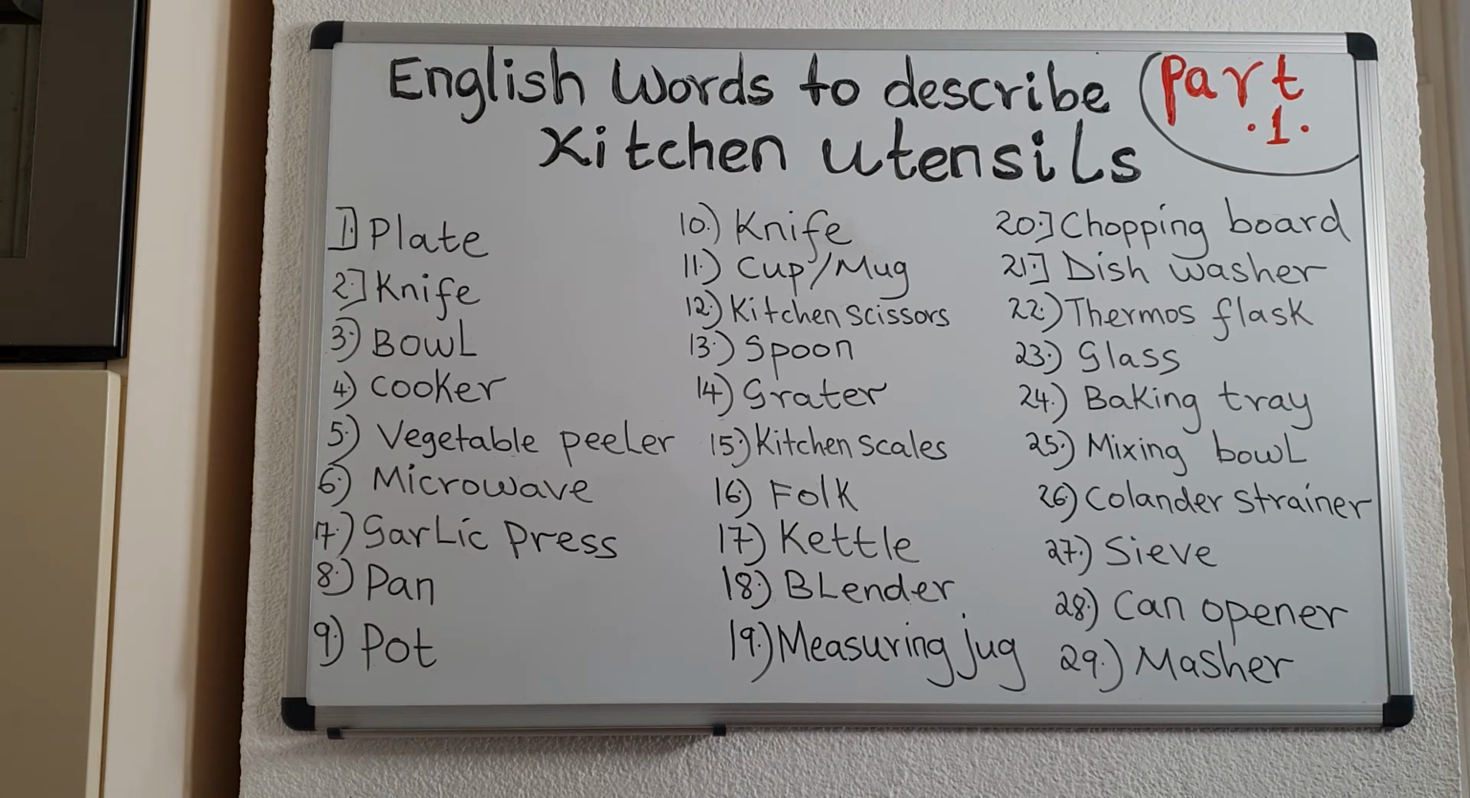The next word is blender. Blender. We use a blender when you want to make, for example, a smoothie, okay? If you want to make a smoothie, then you use a blender. For example, you mix in the blender all the different types of fruits, you turn it on, and you end up with a smoothie.